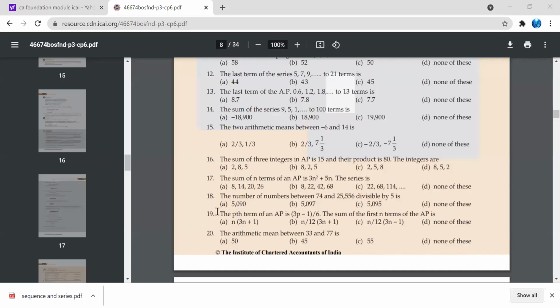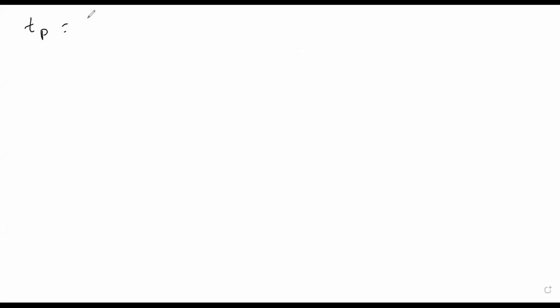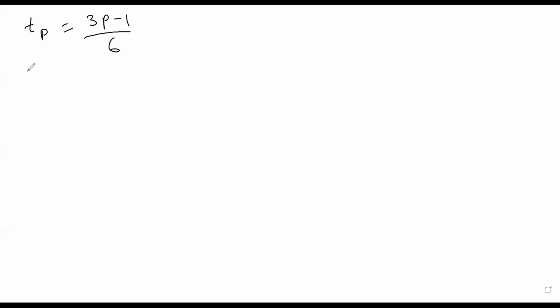Ma'am, the 19th term, the pth term, is given to you. You have to find the sum of n terms. Pth term is (3p minus 1) upon 6. तो हमको तो पहले सीक्वेंस निकालना पड़ेगा, 3p minus 1 by 6. We'll first find out the sequence and then we'll find out Sn.